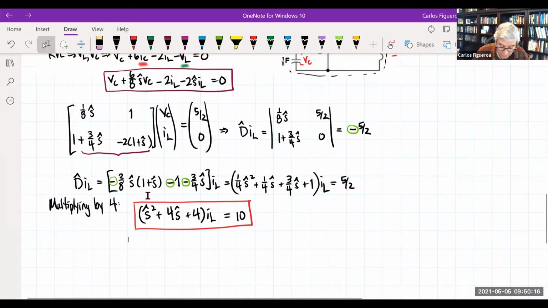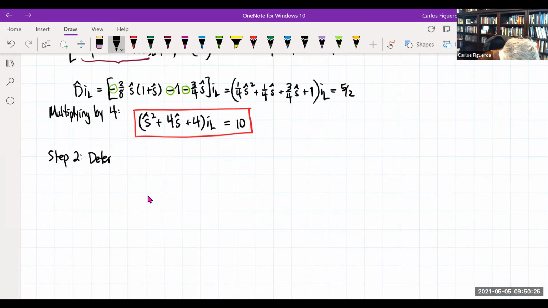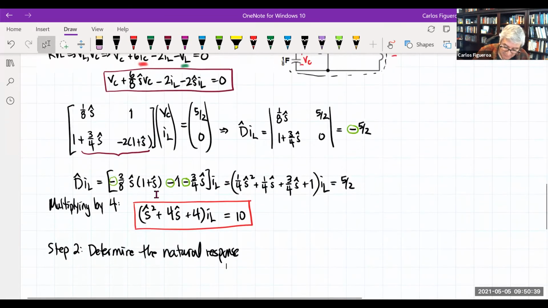So if I look at this guy, now, what am I going to do here? I'm going to go to step 2. I want to determine the natural response. So if I look at the natural response, oh, dude, we got to check this. We got to check the circuit. Let's do the check.